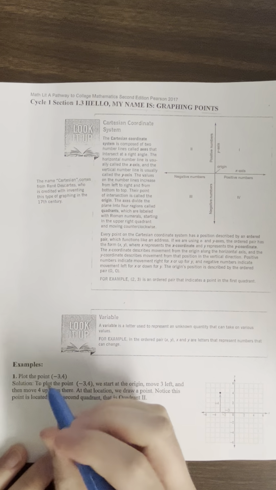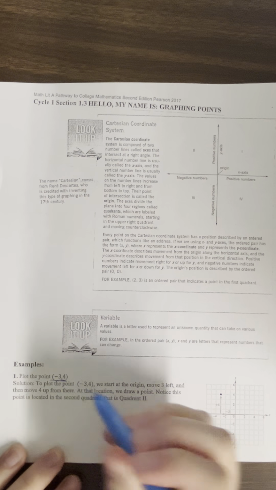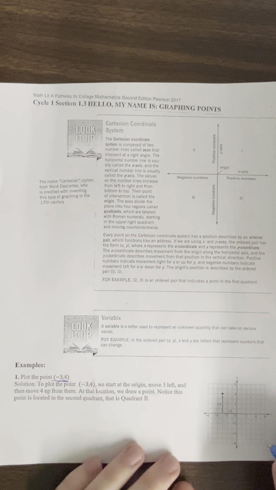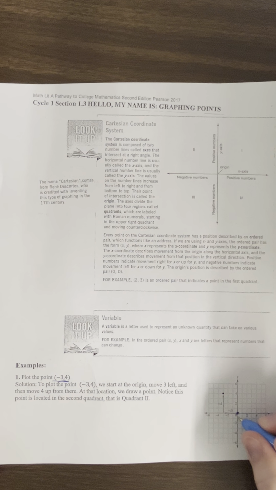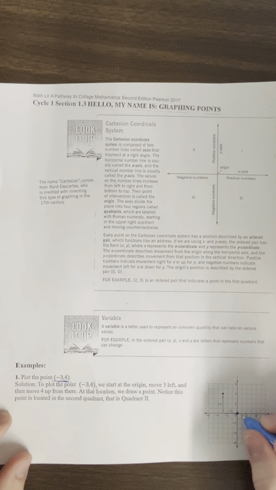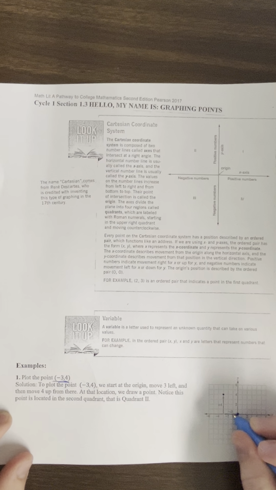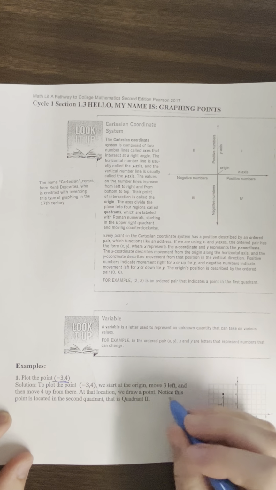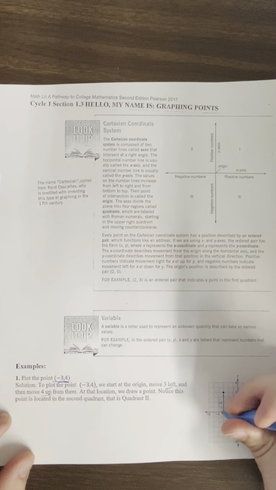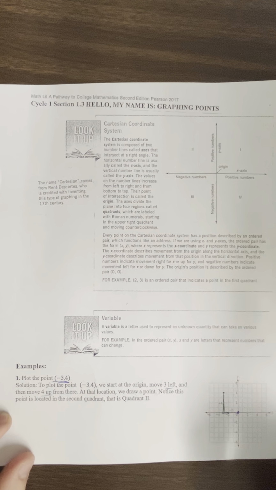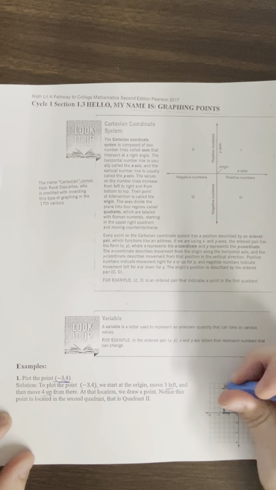Plotting the point negative 3, comma 4. So for plotting the point negative 3, comma 4, we start at the origin. Starting at the origin looks exactly like I'm showing right now. And then we'll move 3 to the left. It's 3 left. And 4 up. We'll go 4 up. And then we have the point that we wanted all along, negative 3, comma 4.